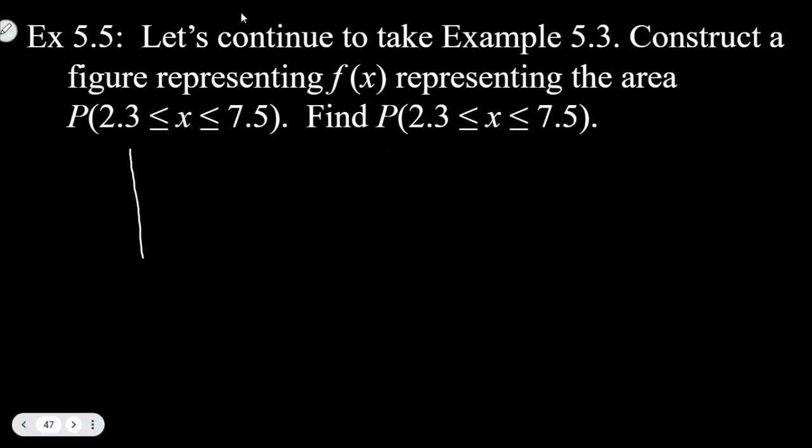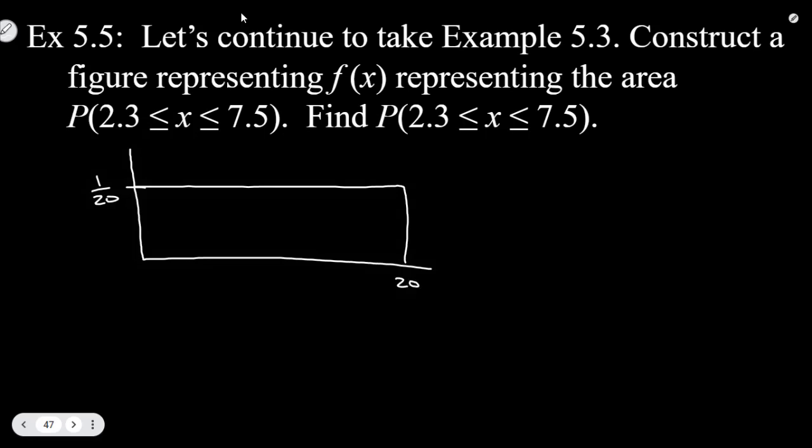Once again, we're using the same situation, and we've got our 1/20th here, and it goes to 20. Now this one will be a little bit different. Construct a figure representing f of x, representing the area P from 2.3 to 7.5. So here's 0, here's 10. Again, we're going to estimate 2.3 about right here, and 7.5 about right here. The picture doesn't even have to be great, just so that we have an idea. In fact, let me switch colors here again. We're looking for x to be in that region right there.